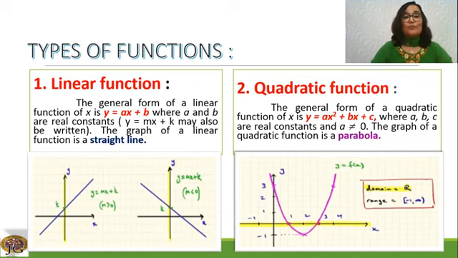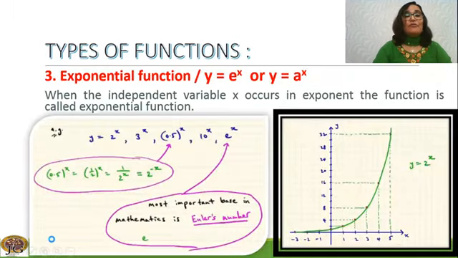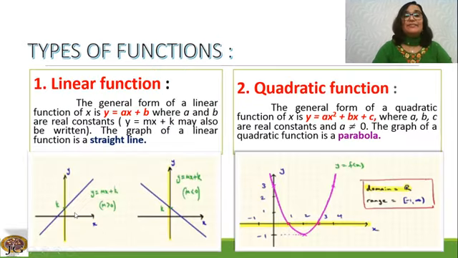Okay, so how do you know it's a linear function? What is the maximum power of x? 1. When the maximum power of x is 1 in this general form, look at the graph over here. The graph is of a straight line. Similarly, over here also the graph is also of a straight line.